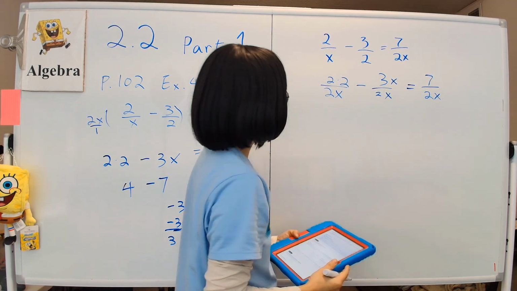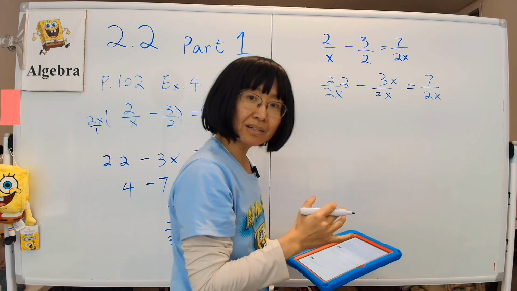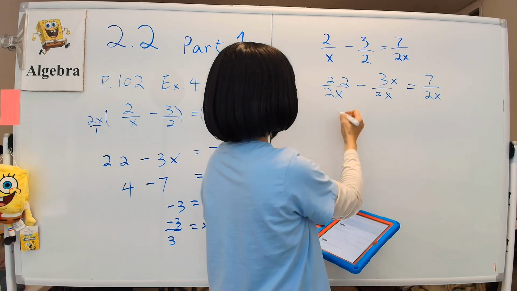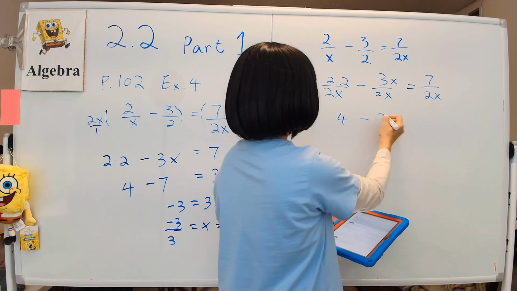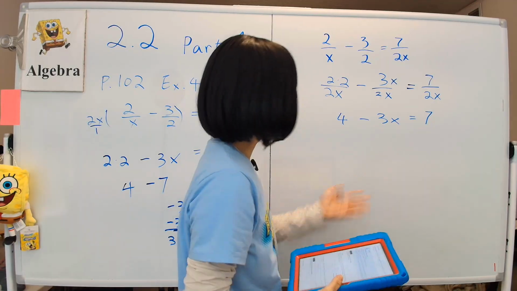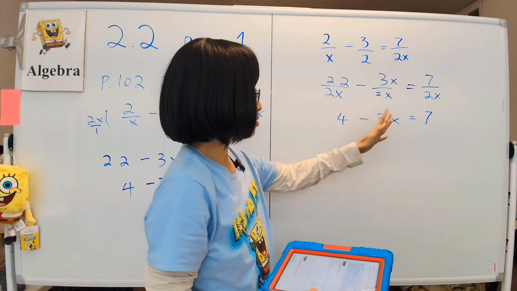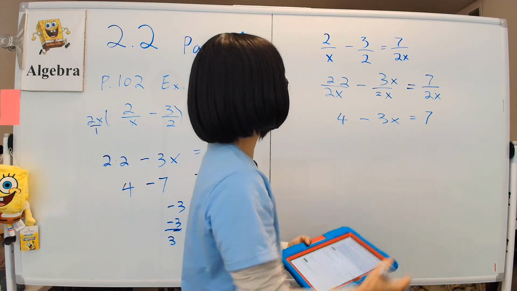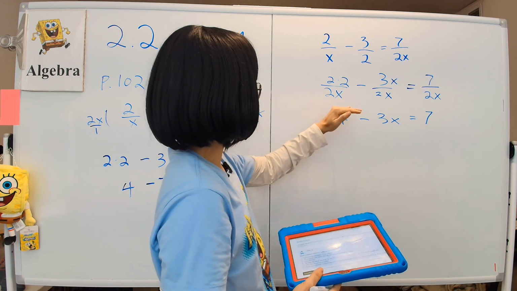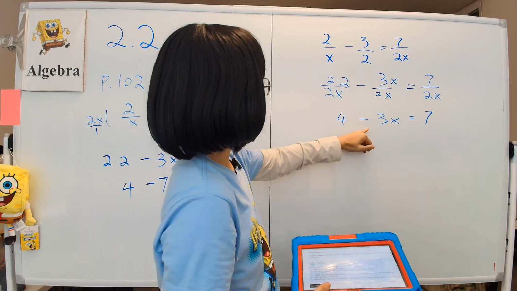So at this point, the whole thing has the same denominator, so we can basically ignore it. We have 4 minus 3x equal to 7. The denominators are the same, which means we multiply by 2x all the way across, or just pretend it doesn't exist. Once the denominator is the same in the equation, we can totally ignore it, like factoring it out. So we just have this thing left.